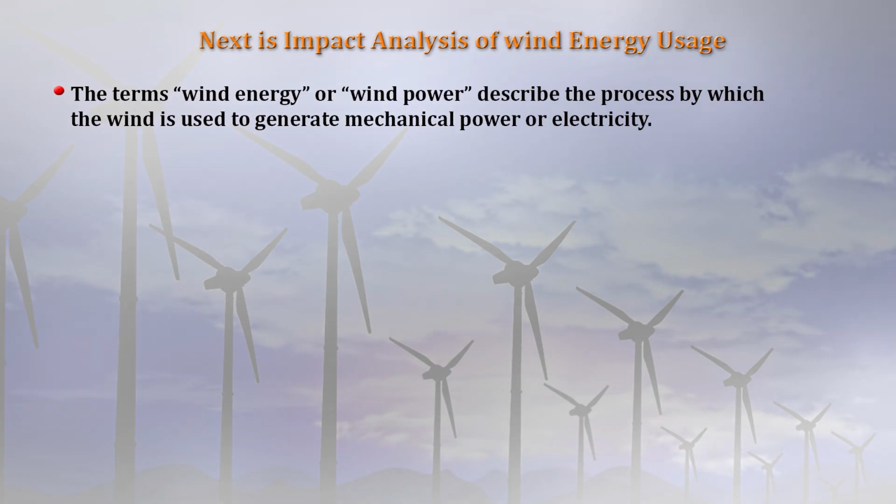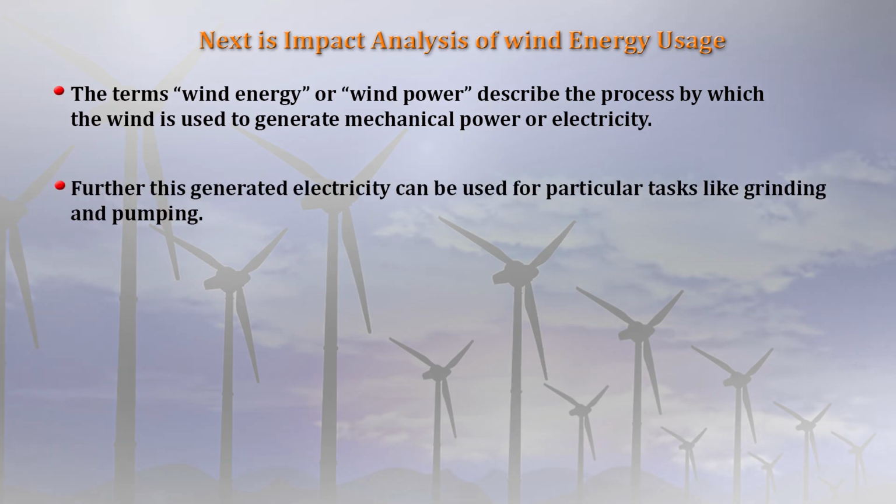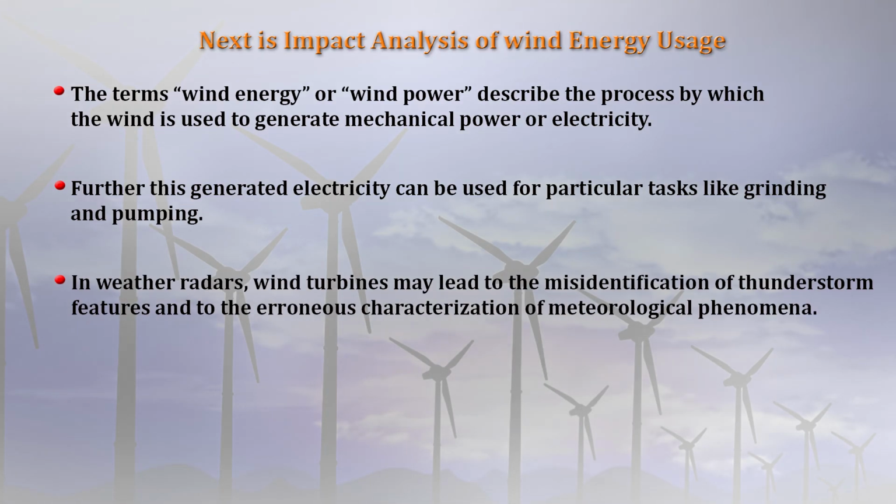Next impact is impact analysis of wind energy uses. The term wind energy or wind power describes the process by which the wind is used to generate mechanical power or electricity. Further, this generated electricity can be used for particular tasks like grinding and pumping. In weather radars, wind turbines may lead to the misidentification of thunderstorm features and to the erroneous characterization of meteorological phenomena.